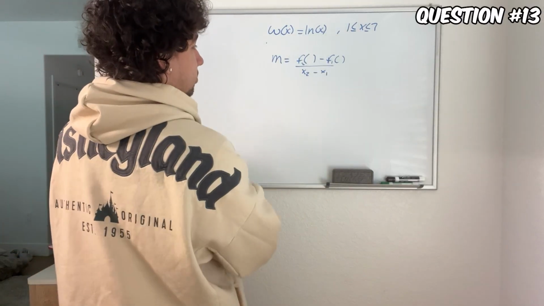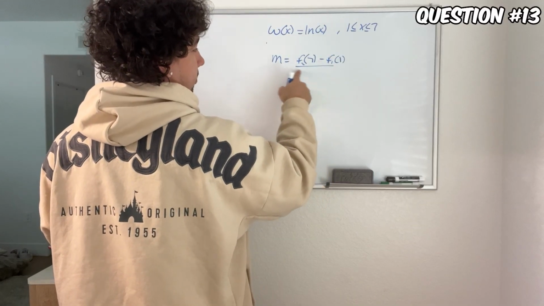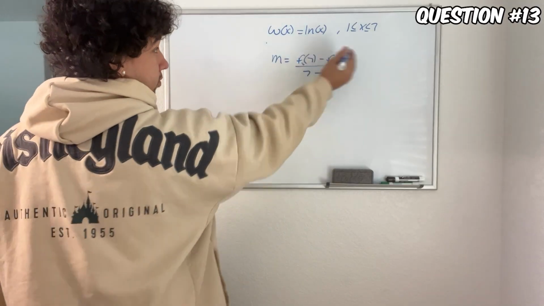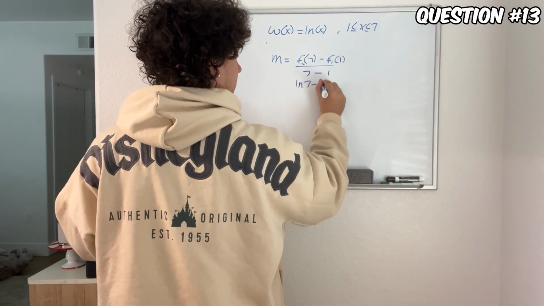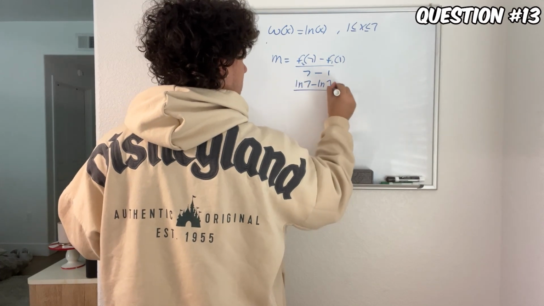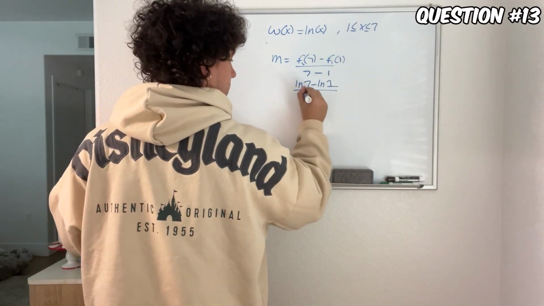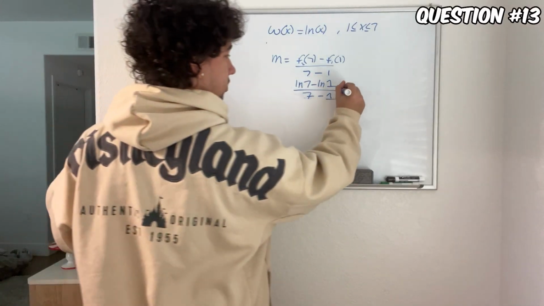So in this case here, I'm going to put 7. And I'm going to put 1. And then that means that this can get replaced with 7 and 1, since those are my x values. Well, now let's just plug this into our function. So the natural log of 7 minus the natural log of 1 over 7 minus 1. Well, 7 minus 1 is 6.